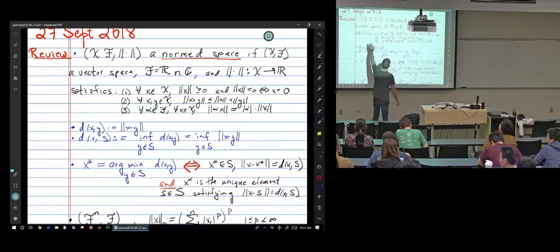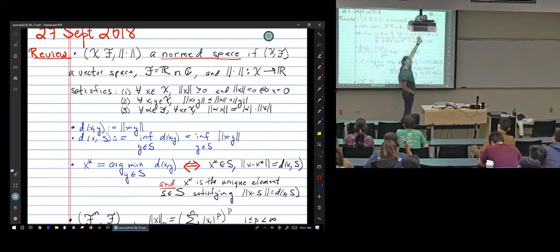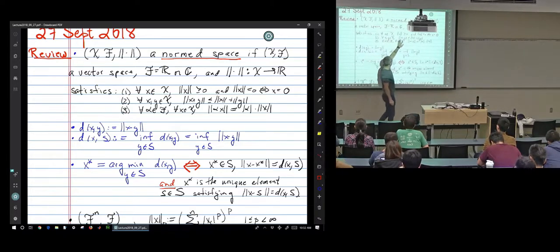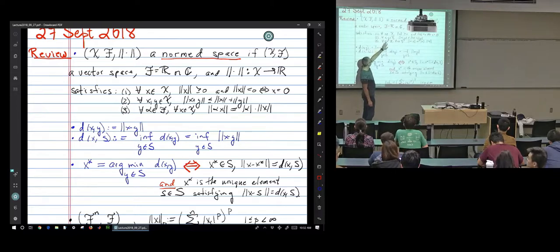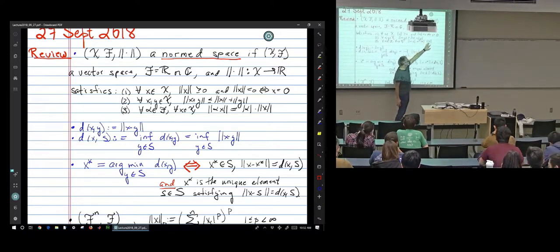So the norm has to satisfy, it takes on non-negative values, and it's 0 only for the 0 vector. Otherwise, you get semi-norms and pseudo-norms. The triangle inequality has to hold. For any pair of vectors, the norm of the sum is upper bounded by the sum of the norms. And then it plays nice with scalars. A scalar times a vector has length that is exactly equal to the magnitude of the scalar times the norm of the vector. So it plays nice with scalars.